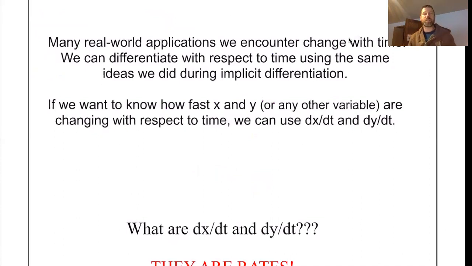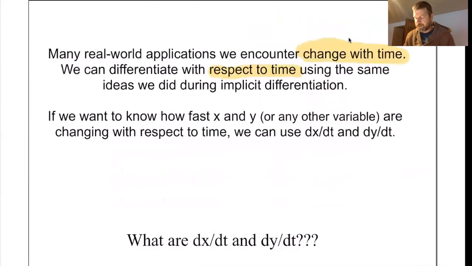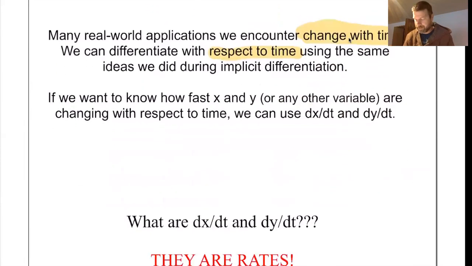Here's where we talk about related rates. Many real applications we encounter have to do with change over time, right? It's how fast things are changing over time, and we can differentiate with respect to time instead of with respect to x or with respect to y or any other variable. We can use this idea of implicit differentiation to take a derivative with respect to time. So if we want to know how fast x and y are changing over time, we can take the derivative with respect to time, and we can find dx/dt and dy/dt.